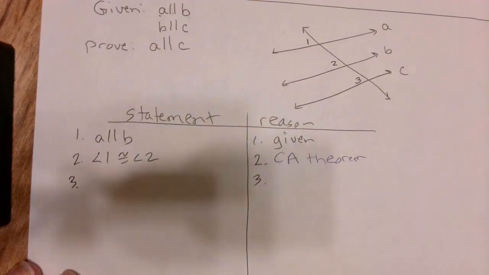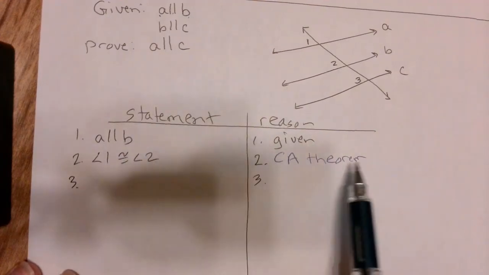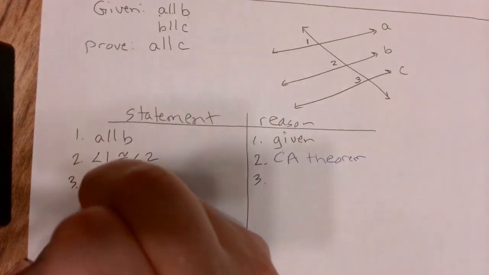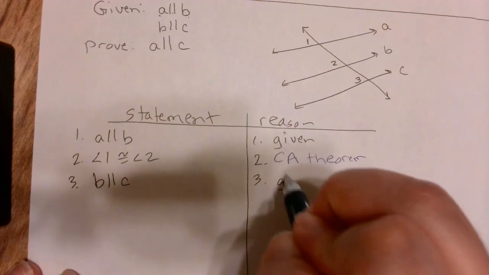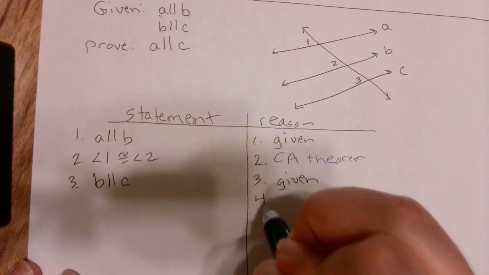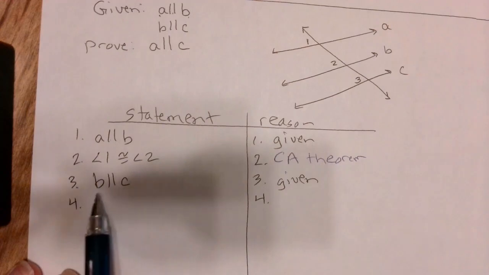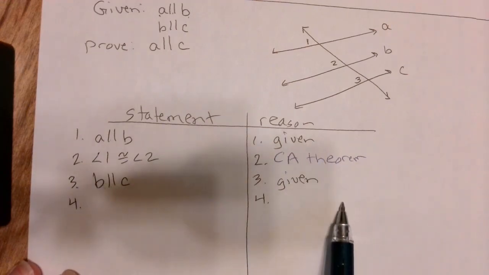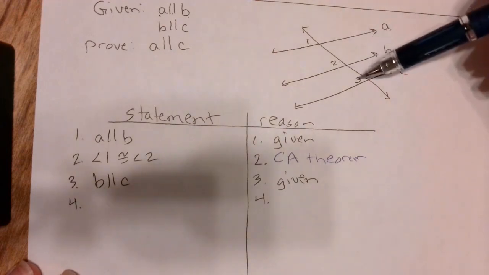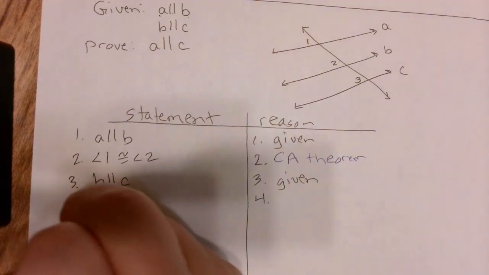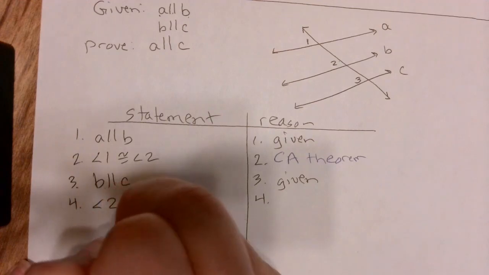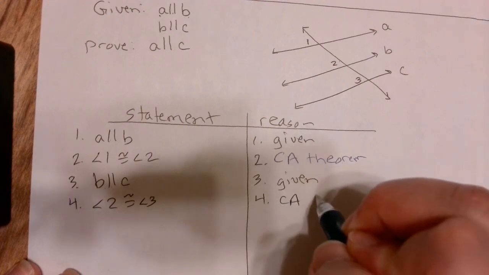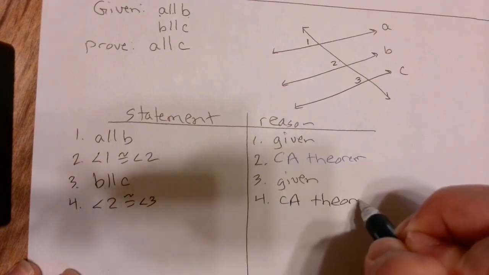All right, we knew they were parallel, so we used one of the theorems. Let's put the other given. B is parallel to C, given. Because we know B and C are parallel, we're going to use one of the theorems. Look, angle 2 and angle 3 are corresponding, so that means angle 2 is congruent to angle 3. The corresponding angle theorem.